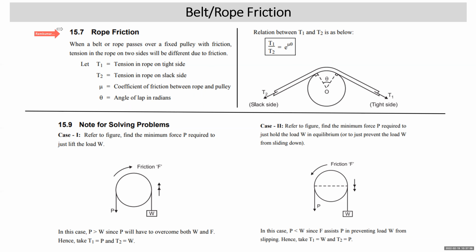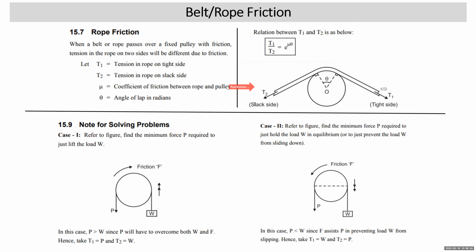Now, to understand the concept of rope and belt friction, look at this diagram on the right hand side. Here you can see that there is a rope or a belt which is taken around a friction pulley or friction drum. Whenever the rope or the belt is taken around a friction pulley or drum, which is fixed in position, and there is friction between the belt and the pulley, tension in the rope on the two sides will be different. On one side, tension will be more, that we call the tight side. On the other side, the tension will be less, which we normally call the slack side.